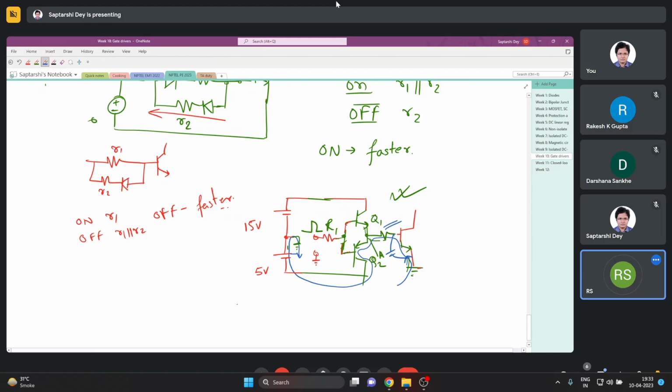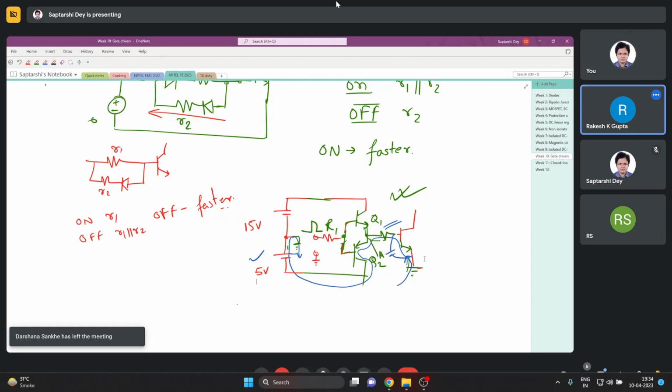If you make an arrangement like this, you see the whole time this battery is supplying. So CGS has to come from plus 15 to minus 5 for turning off, if you want a fast turn off. During turn off, how much will be the voltage across this discharging capacitor? It's 5 volt, or minus 5 volt in this case.